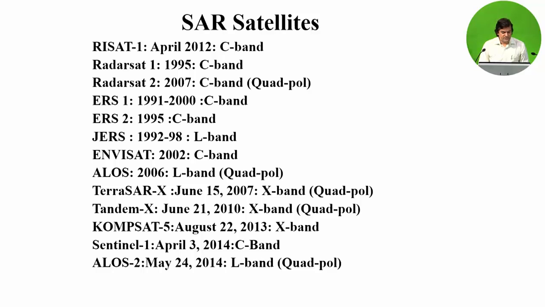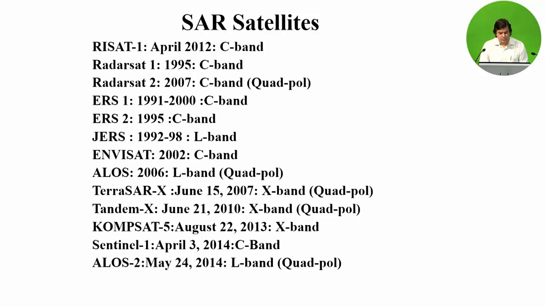ALOS was a satellite of the Japanese Space Agency, and it operated in L-band. TerraSAR-X and TanDEM-X missions were launched by DLR, the German Space Agency, and COMSAT was launched on 22nd August 2013. It is a Korean satellite providing the data set in X-band. Sentinel-1, which was launched in April 2014 by the European Space Agency, is again providing the data set in C-band.